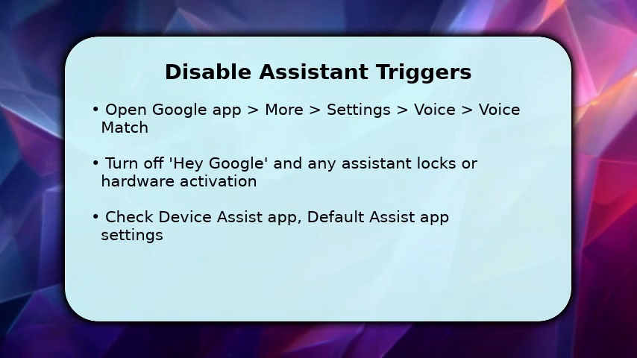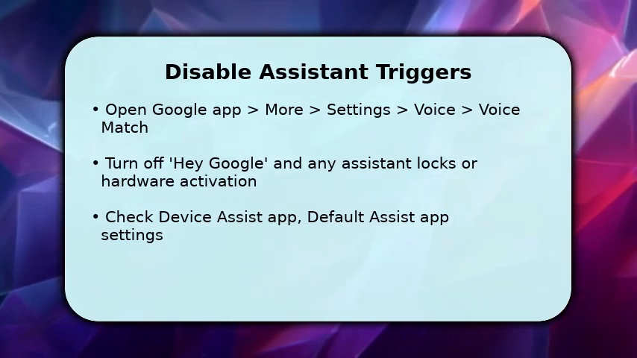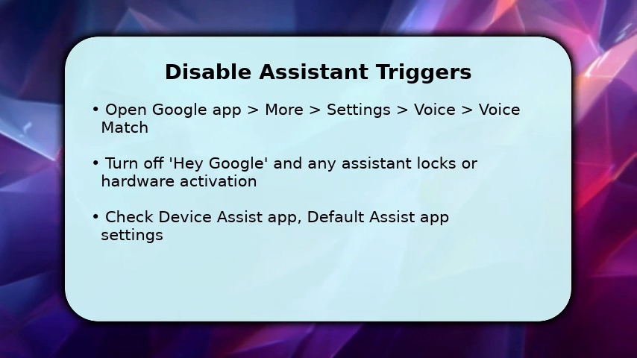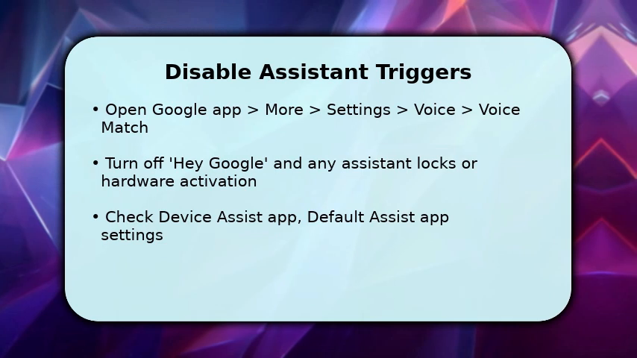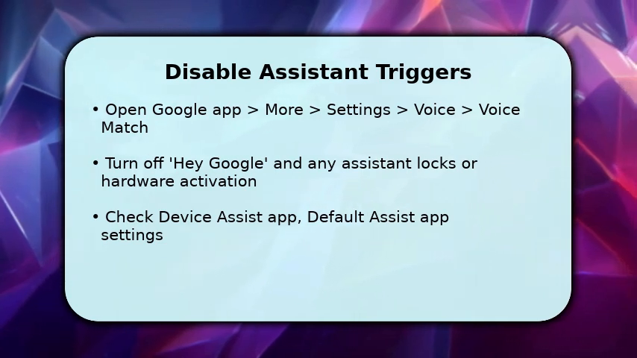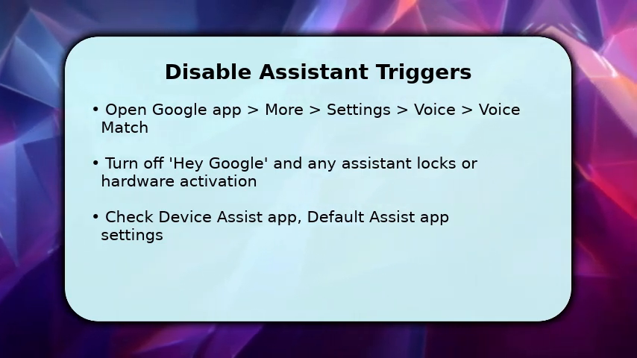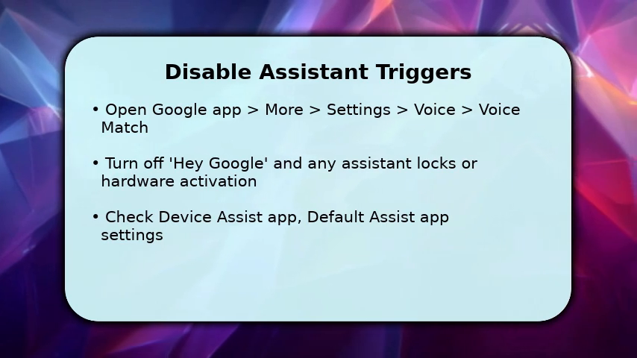Now you'll turn off the triggers inside the Google app and system defaults. Open the Google app, go to More, then Settings, Voice Match, and switch off Hey Google. Next, check Settings, Apps, Default Apps or Assist app and remove Google as the assist provider if you prefer none.